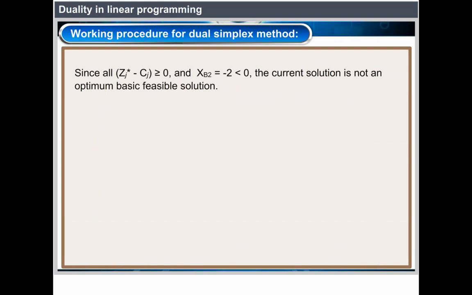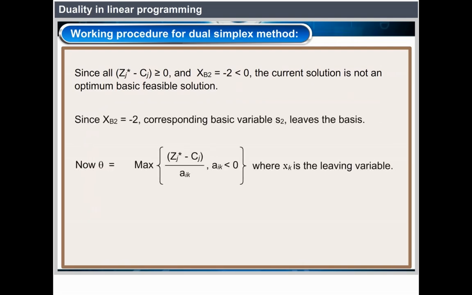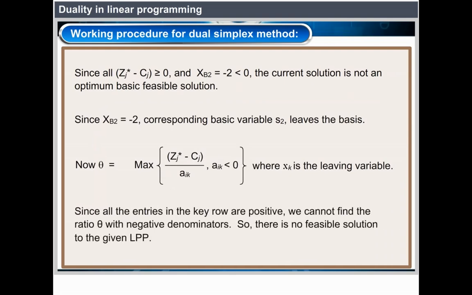Since all Zj star minus Cj are greater than or equal to 0 and xB2 equal to minus 2 is less than 0, the current solution is not an optimum basic feasible solution. Since xB2 equal to minus 2, the corresponding basic variable S2 leaves the basis. Since all the entries in the key row are positive, we cannot find the ratio theta with negative denominators. So there is no feasible solution to the given LPP.